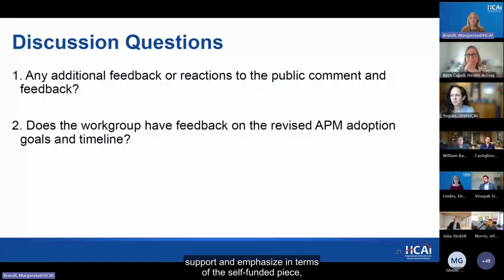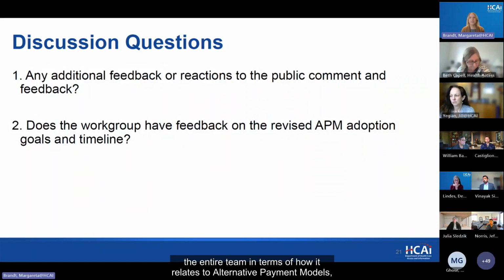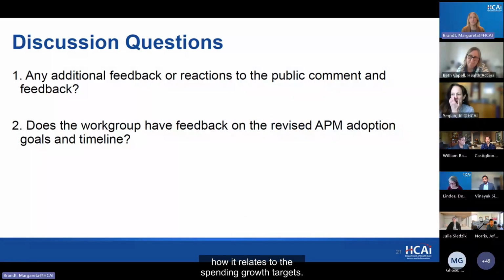In terms of the self-funded piece, you mentioned some of the feedback we received about clarifying where self-funded lies within our alternative payment model goals. I'll just say that that's a bigger question that OHCA is wrestling with across the entire team, in terms of how it relates to alternative payment models and how it relates to the spending growth targets. So we're continuing to work through those questions as an office. And Beth, go ahead.